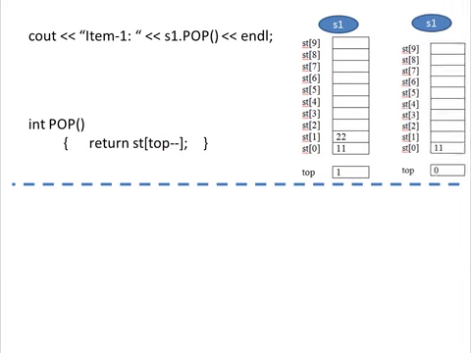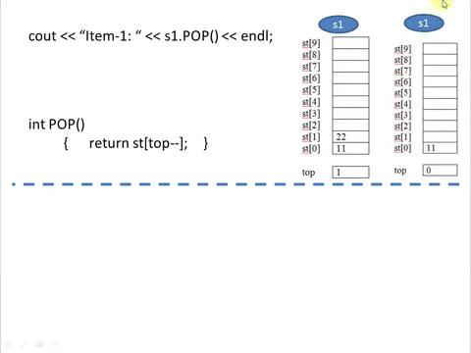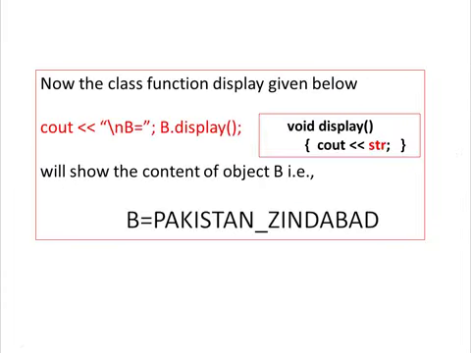So look at the status of the s1 object. 22 has been removed, the next value is 11, and top has become 0 from 1, and the output will be displayed like this.